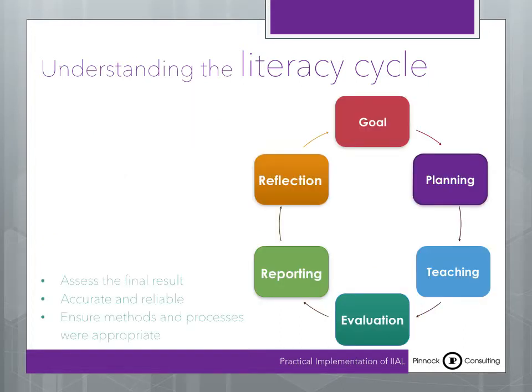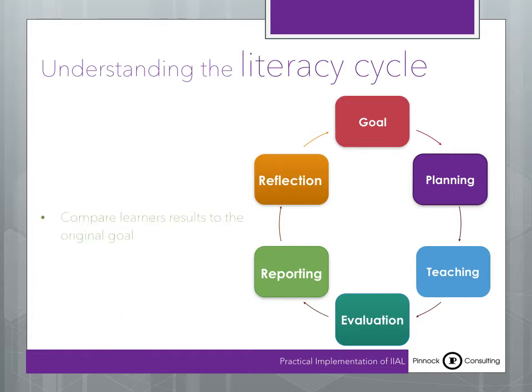The fourth stage is evaluation, and this is where you assess learners on the skills that you've taught them. You want to see at what point they are, how well they understand it, and whether they have mastered the skill. You find this out during evaluation.